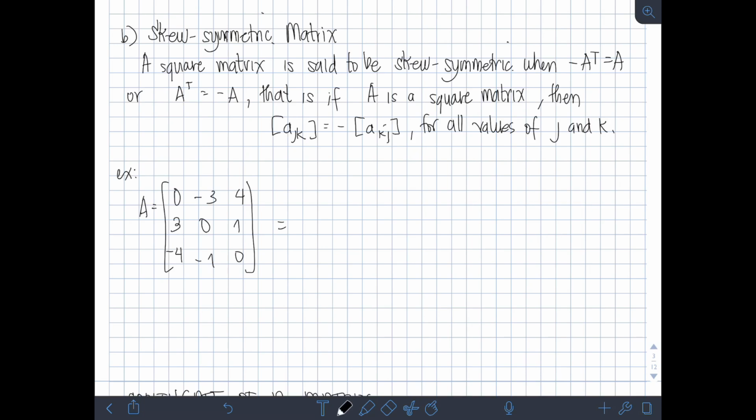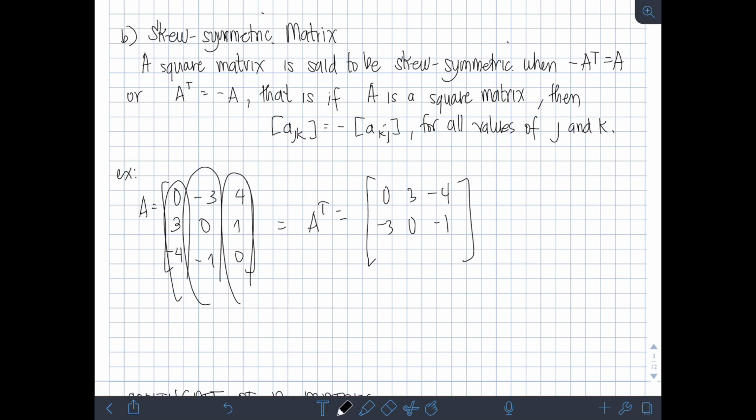So, halimbawa, itong given natin na matrix na square matrix A na 0, negative 3, 4, 3, 0, 1, negative 4, negative 1, 0. So, hanapin muna natin yung A transpose. So, ulit, pagbabalik rin natin yung positions nung columns and rows. So, itong 0, 3, 4 magiging 0, 3, negative 4 first row. Itong second column, negative 3, 0, negative 1, magiging second row, negative 3, 0, negative 1. And then itong third column, 4, 1, 0, magiging third row, 4, 1, 0.